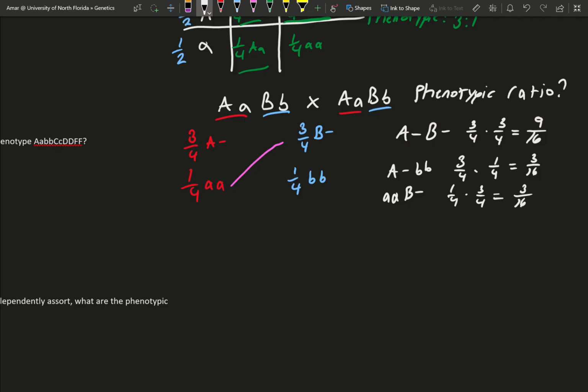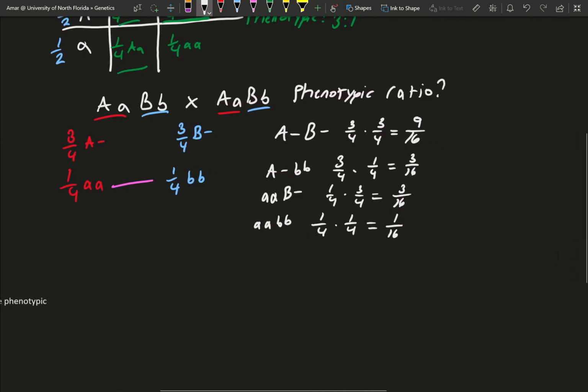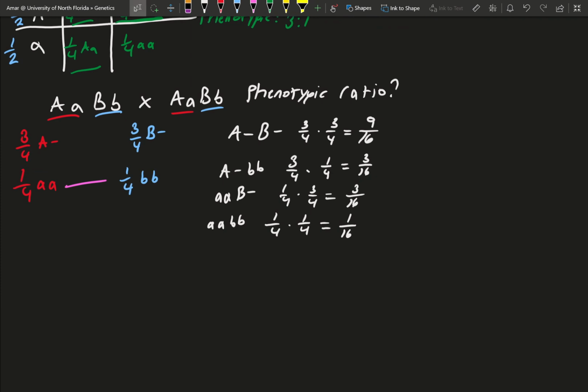And then the last one, which is little a, little b, is essentially 1/4 multiplied by 1/4, which is 1/16. And these ratios that I've just calculated are referred to as a dihybrid cross. So you're crossing two individuals that are heterozygous for both genes, and you should get a 9:3:3:1 ratio. Okay?